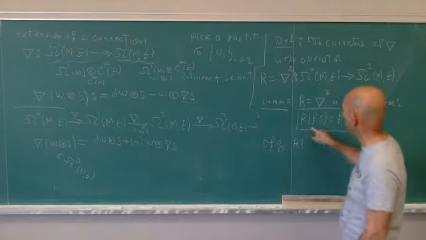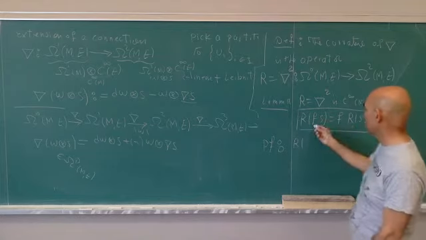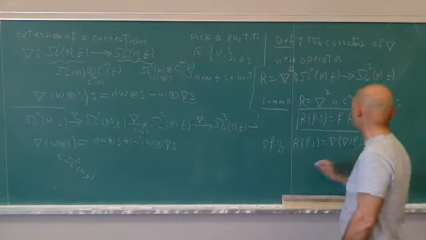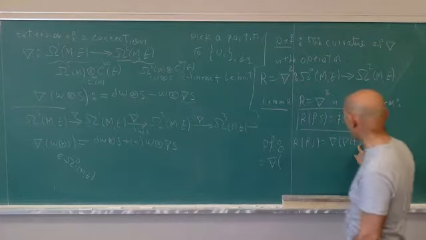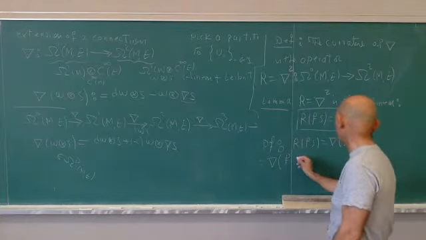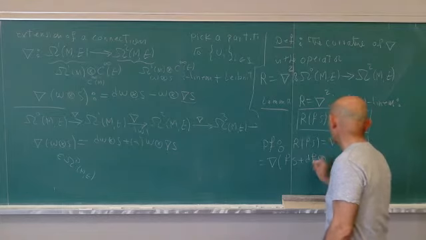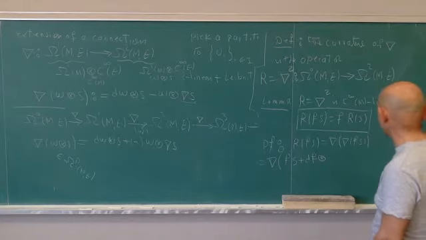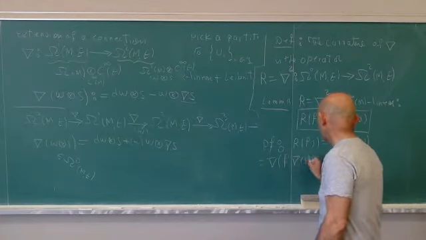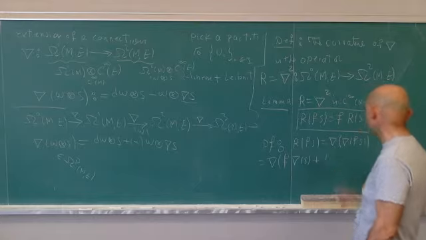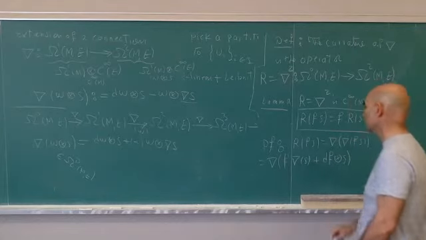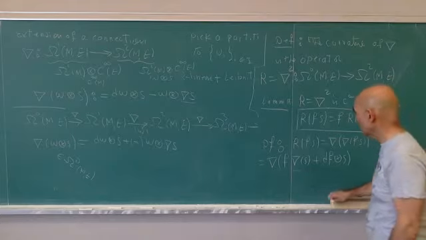Okay, R of Fs. Start from the left-hand side and you want to reach the right-hand side. So let's compute R of Fs, which is equal to nabla squared of Fs. That's equal to nabla of, well, nabla of Fs by Leibniz: F nabla of S plus DF tensor S. Right? So now let's continue this.